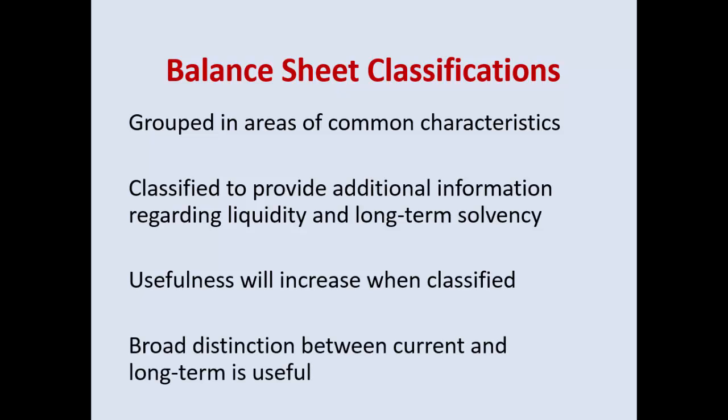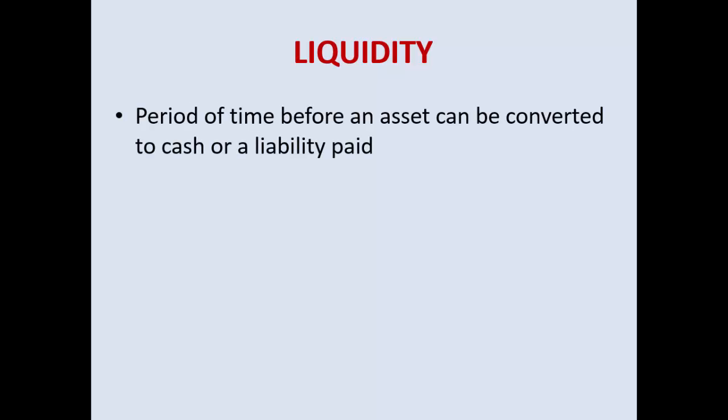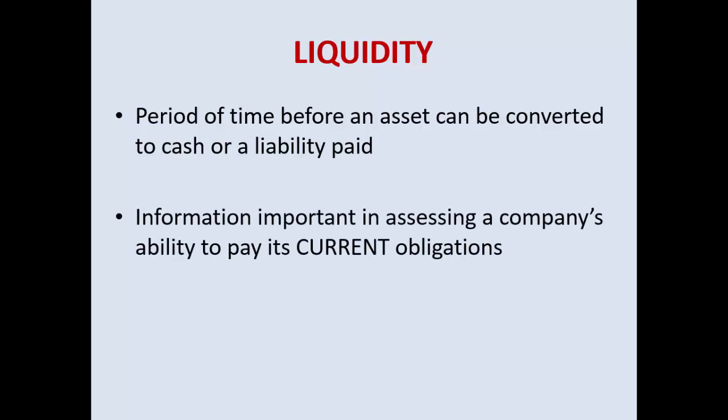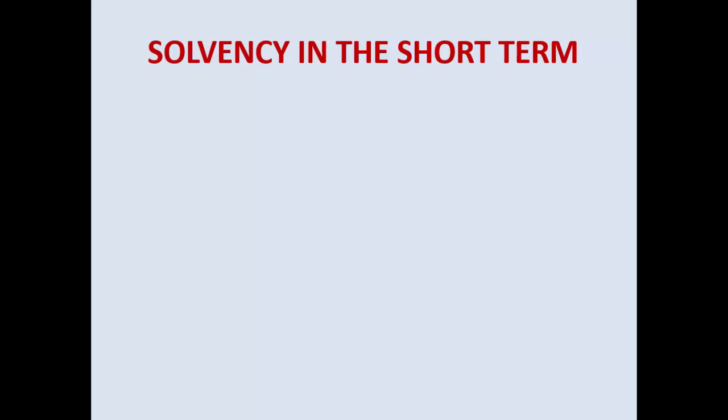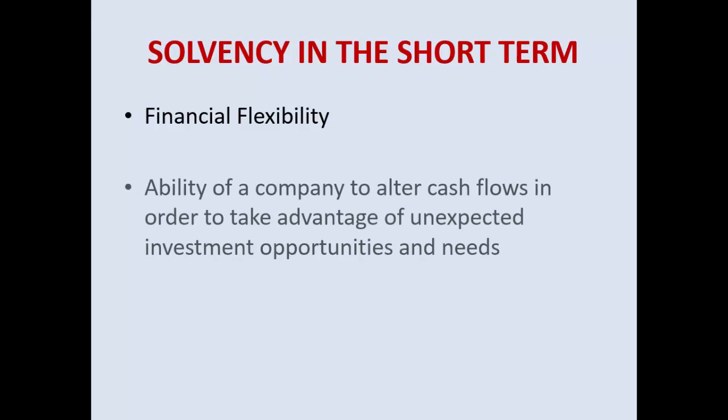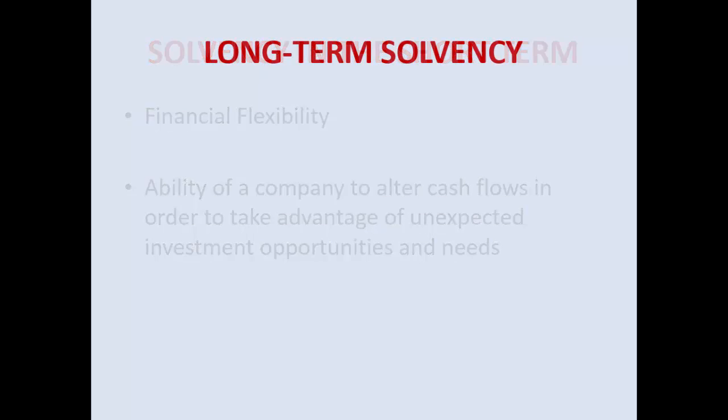There's a broad distinction between current and long-term, and this broad distinction is very useful. So liquidity, what is it? It's the period of time before an asset can be converted to cash or a liability is paid. The information is important in assessing a company's ability to pay its current obligations. Solvency in the short term. Financial flexibility, the ability to alter cash flows in order to take advantage of unexpected investment opportunities and needs. That's what financial flexibility is.